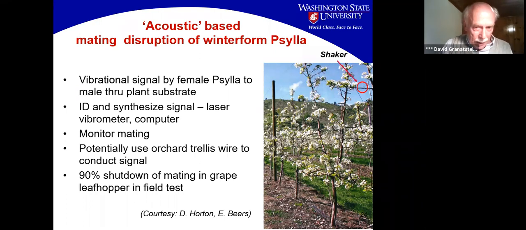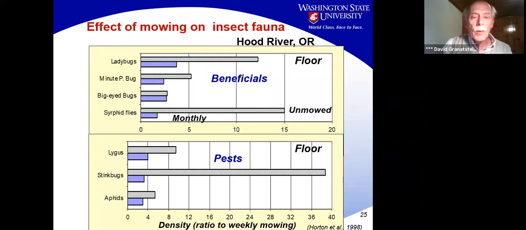A similar idea was tried in grapes for the grape leafhopper, and apparently they shut down mating by 90%. So a really interesting possibility. It was the first time I'd heard of acoustic-based mating disruption, very different than the pheromone-based that we're used to.